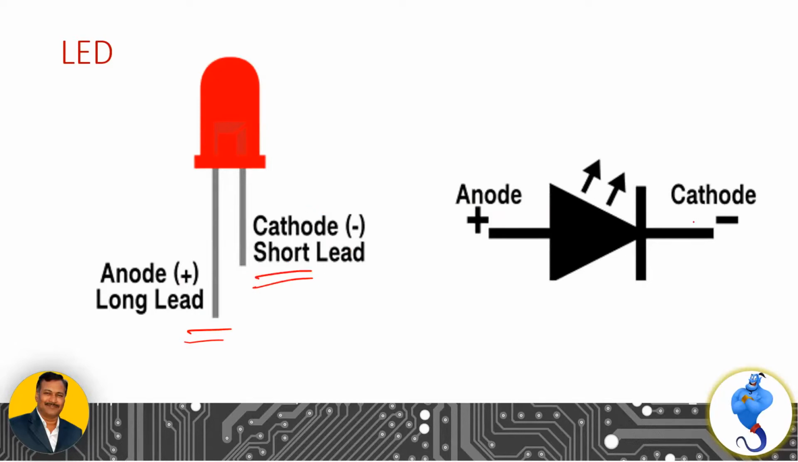This is the symbol of the light emitting diode. The anode, or the positive terminal, is represented by a triangle, and the cathode, or the negative terminal, is represented on the other side. These two arrows signify that this particular diode emits light.